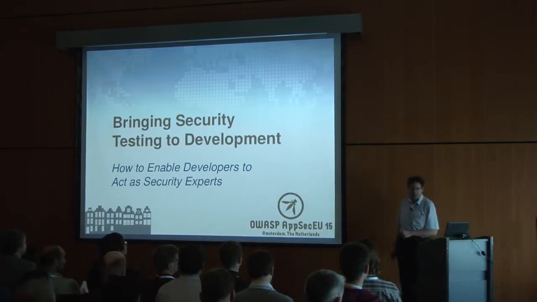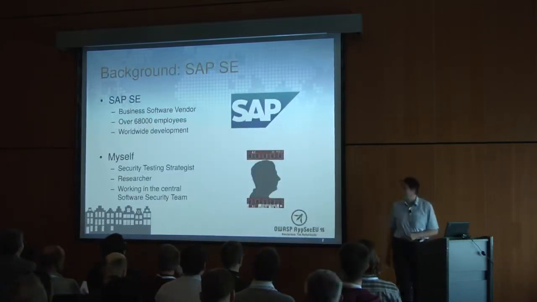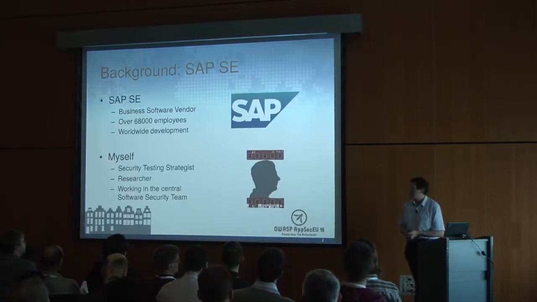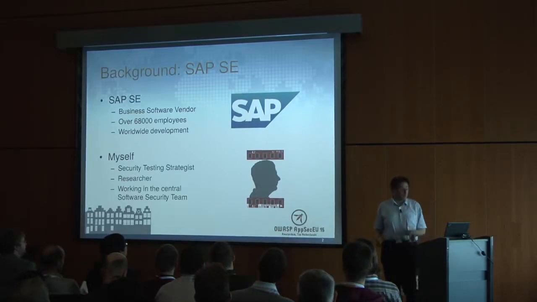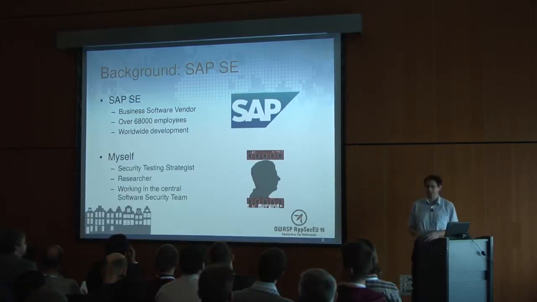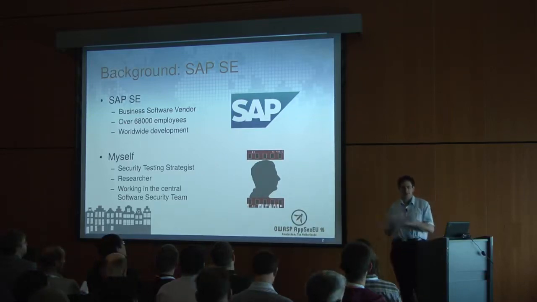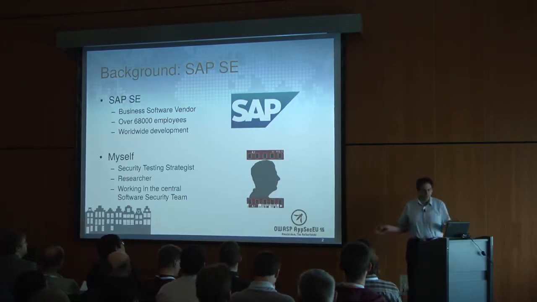Thank you very much for the introduction. Just as a short background, SAP is a vendor of business software. It has over 60,000 employees. More than a third of that are actually developers. So development software and development locations are distributed worldwide. The largest location is still in Germany, but we have big locations in China, in India, in Eastern Europe, in the US. So it's really a global company.